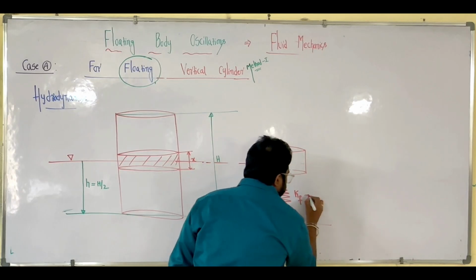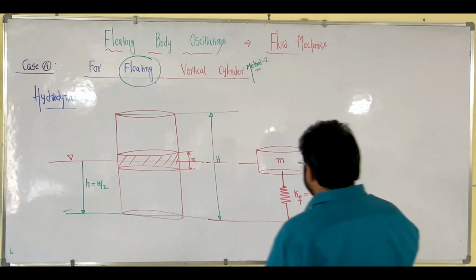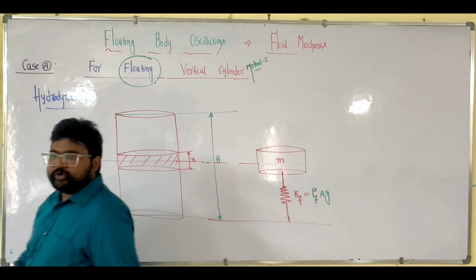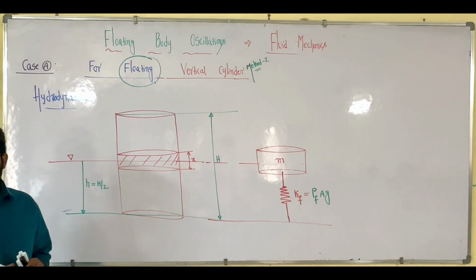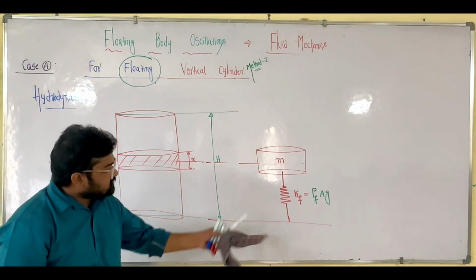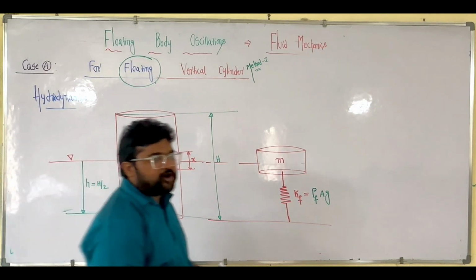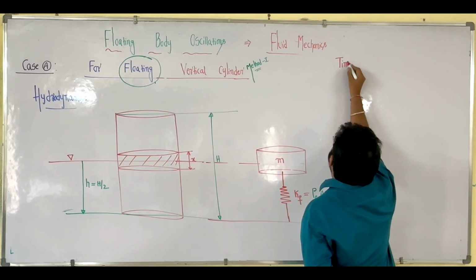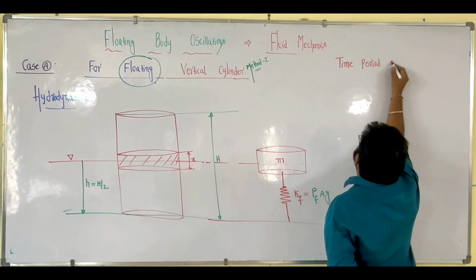What is the stiffness of the fluid? Density of the fluid into A into g. Are you clear or not? Understood this? Density of the fluid into A into g. What is the time period of oscillations?